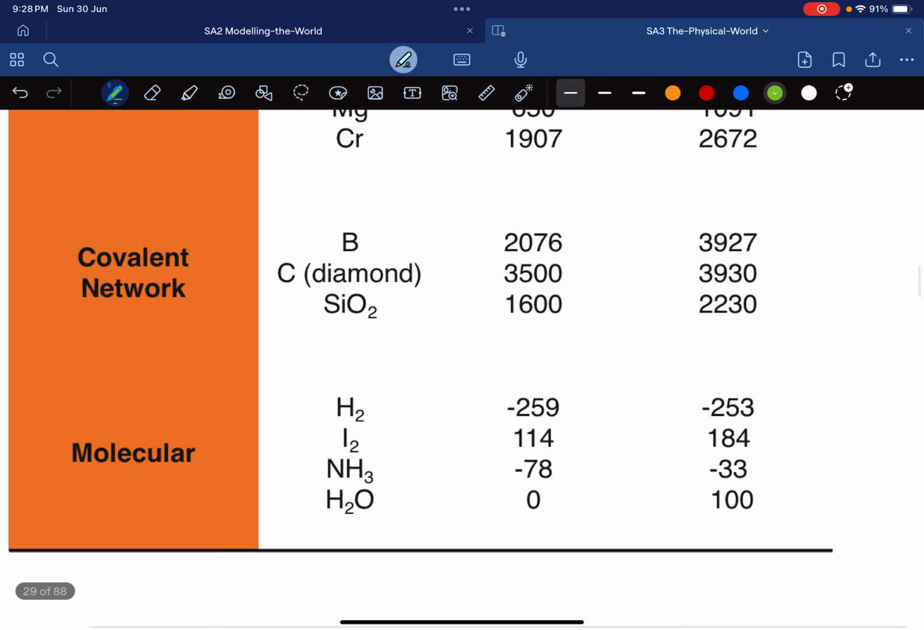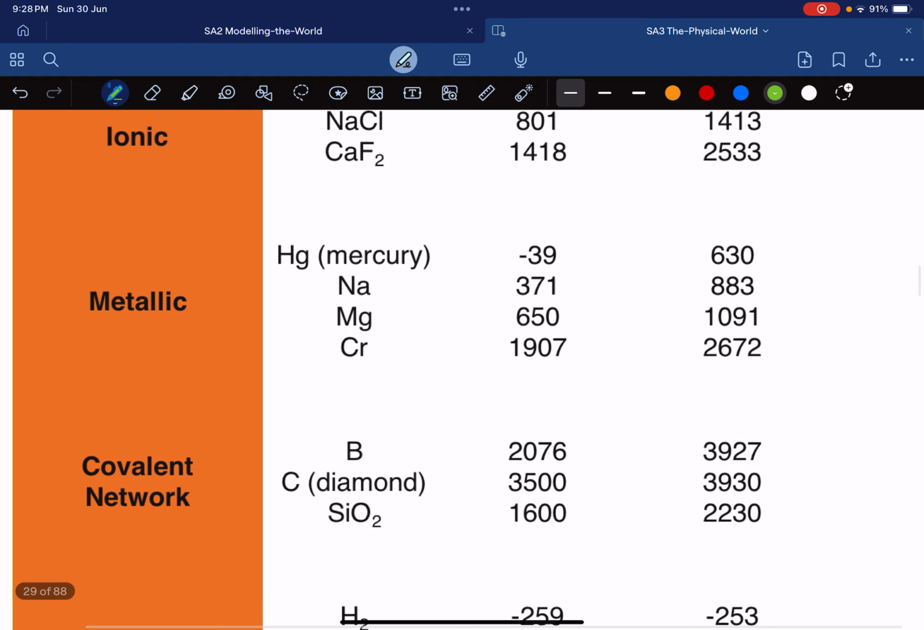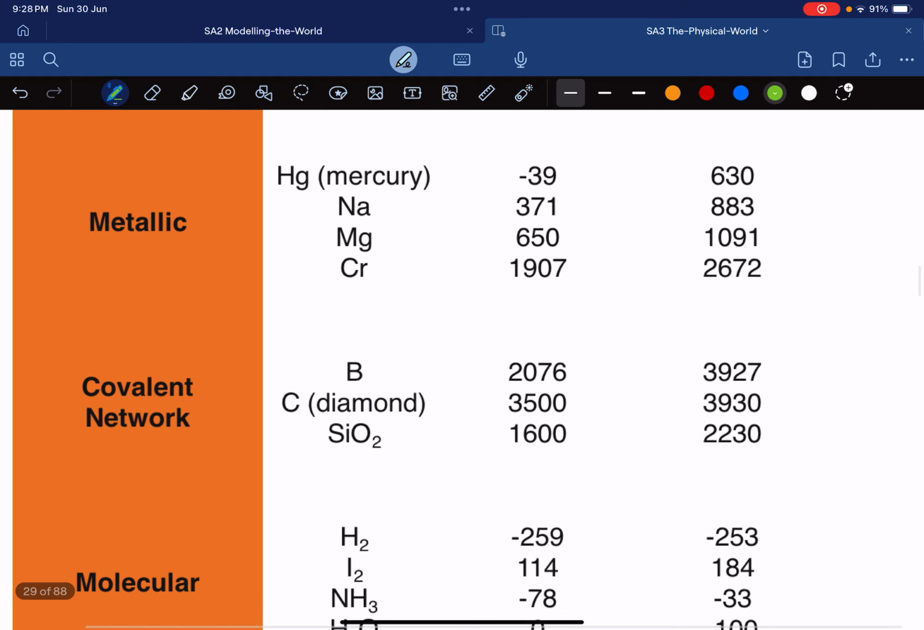Meanwhile, molecular covalent, basically these are simple molecules like hydrogen, iodine, water, ammonia, chlorine, bromine. Generally, their melting points and boiling points are relatively lower than the rest just now. So ionic, metallic, covalent network, they are more crystalline types of structures, meaning the atoms or the molecules or the ions that make them up are very tightly held together.